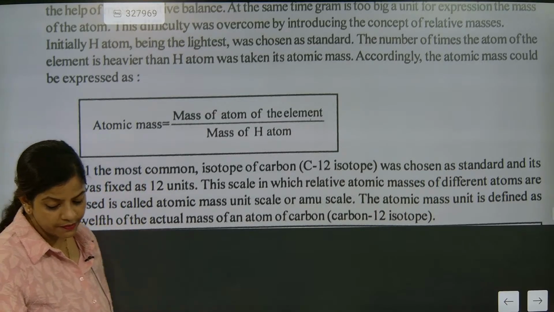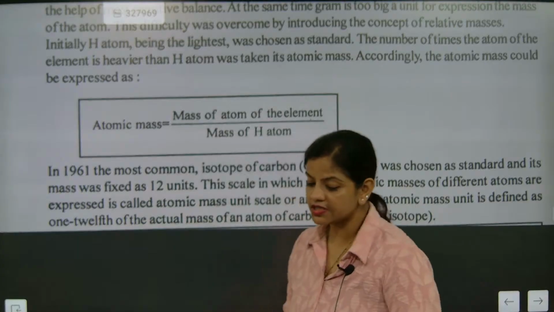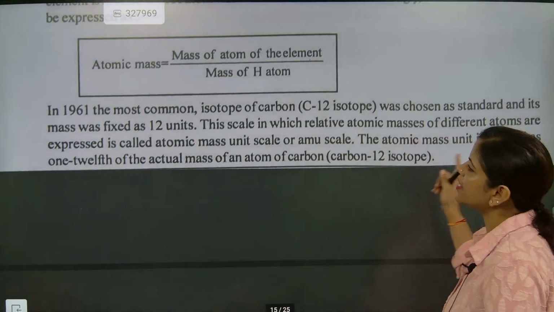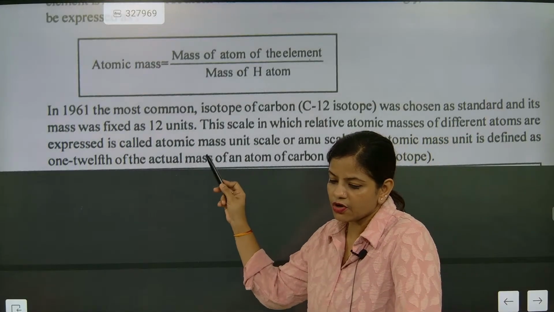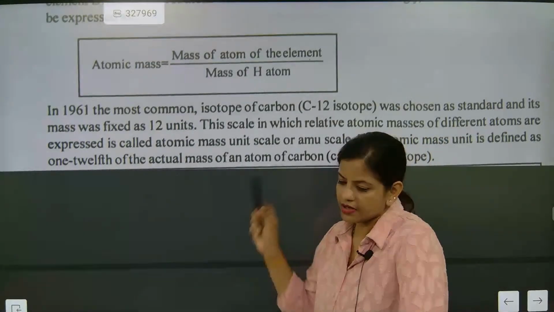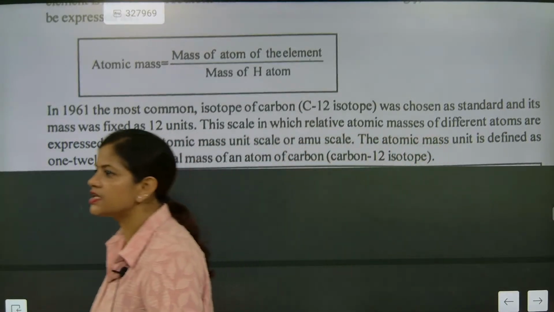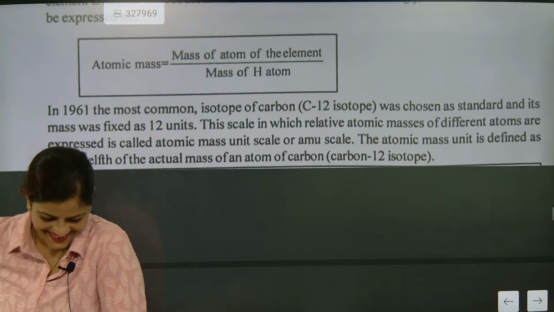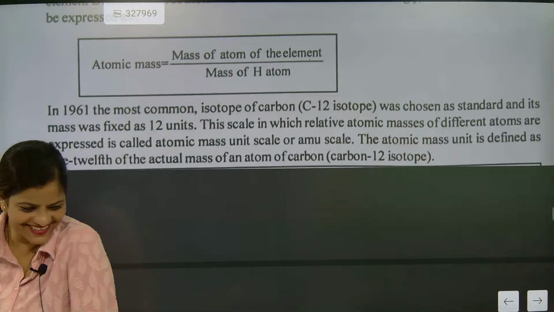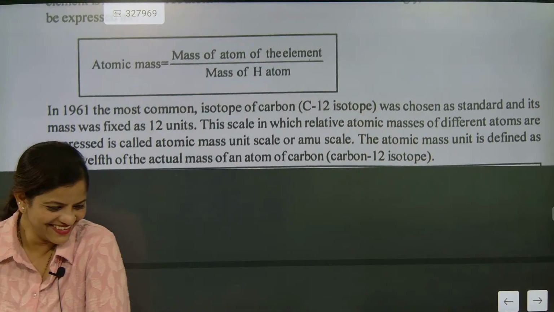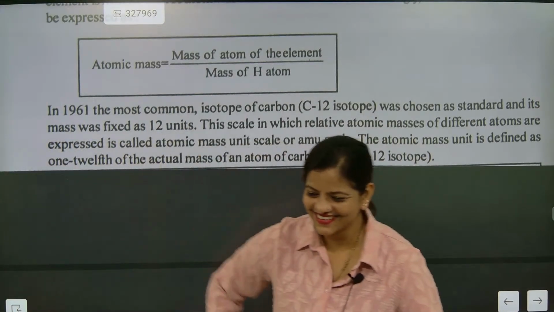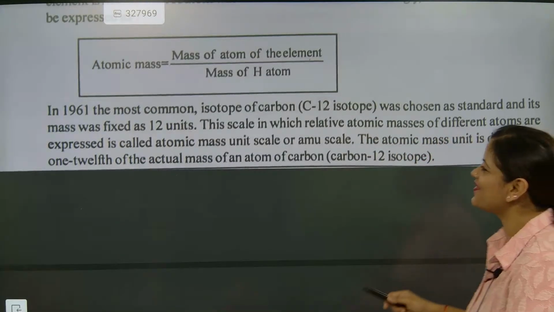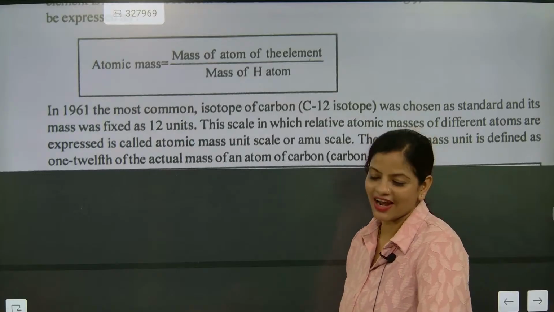In the most simplest way I am teaching. So this is exactly considered as 12 units. So this scale in which relative atomic mass of different atoms are expressed is called the atomic mass unit scale. Understood? So this atomic mass unit is defined as 1/12 of the actual mass of an atom of carbon.